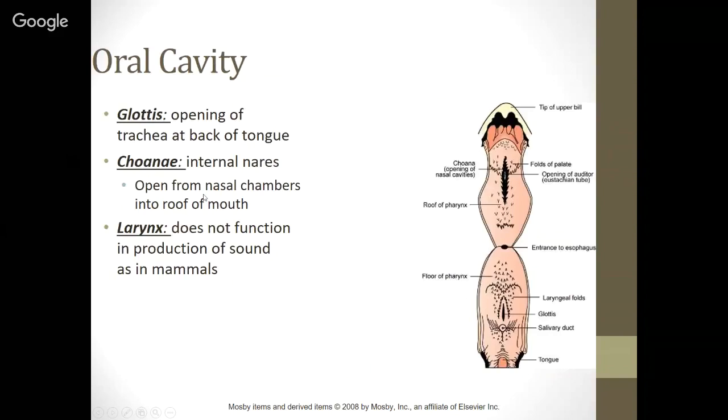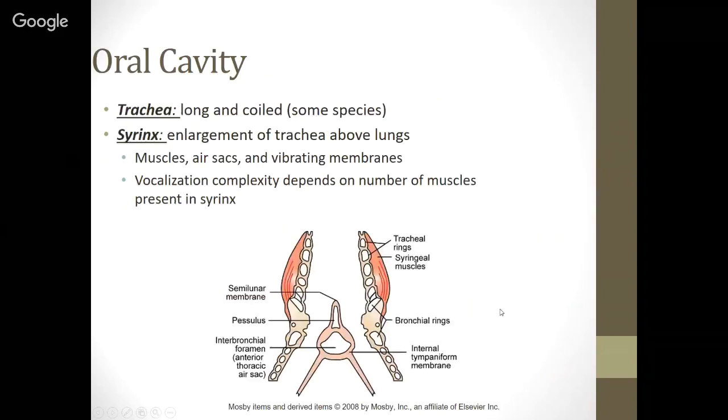The oral cavity. We have the glottis, which is the opening at the back of the tongue, the bottom of the mouth. We have the choana, which is a slit that is from the nares at the top of the bill. The external nares are at the top of the bill. The internal nares are at the top of the mouth. They open from those nasal chambers into the roof of the mouth. The larynx is beyond the glottis, and it does not function in the production of sound as in mammals.